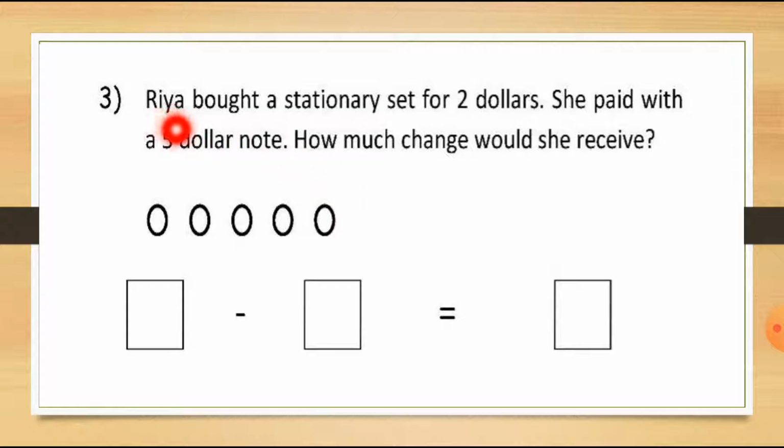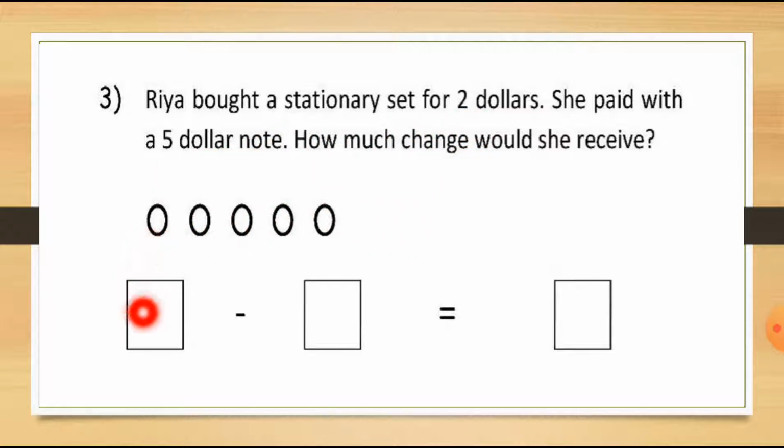Let's read this. Ria bought a stationery set for $2. She paid with a $5 note. How much change would she receive? Now here are the 2 numbers we found. One is 5 and then 2.